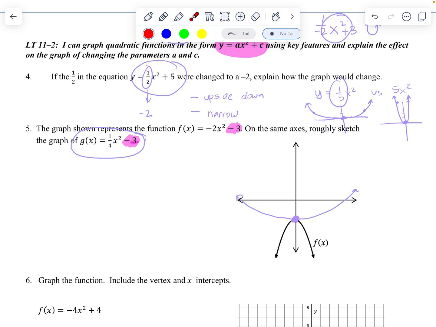I want you showing me that you know that these two things are in common on the equation, so they have this point in common on the parabola. I want you to show me that you know that this face is down and that this face is up, and that this is narrow and this is wide because that number 1/4 stretches me. All right, but that's all I'm looking for in the picture.